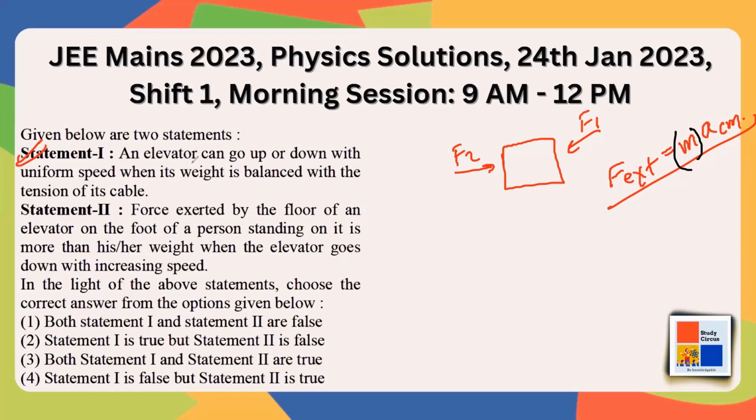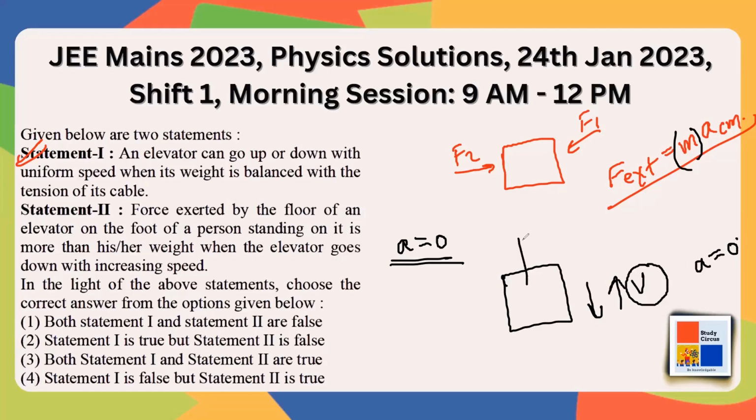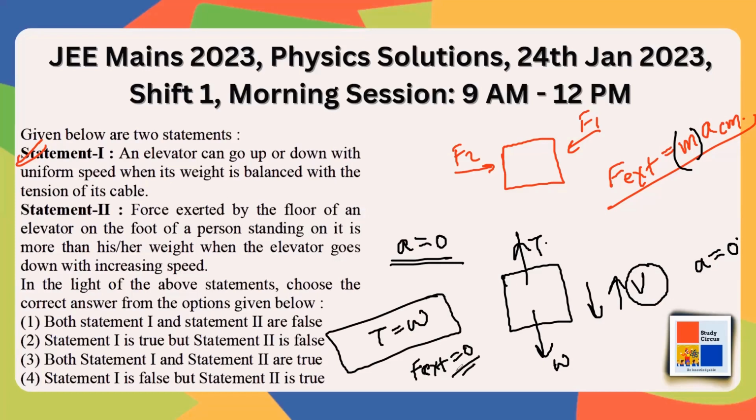The first statement is saying that the elevator can go up or down with uniform speed. Uniform speed means acceleration is zero, right? So weight is balanced with the tension of the cable. Obviously, whatever direction it is going in, with a uniform speed the acceleration is zero. That means the tension pulling it upwards and the weight pulling the elevator downwards have to be equal and balance each other out, so that the net external force F external is zero. Then only it can go with a constant speed when the acceleration is zero. So this is a simple application of Newton's second law, right?